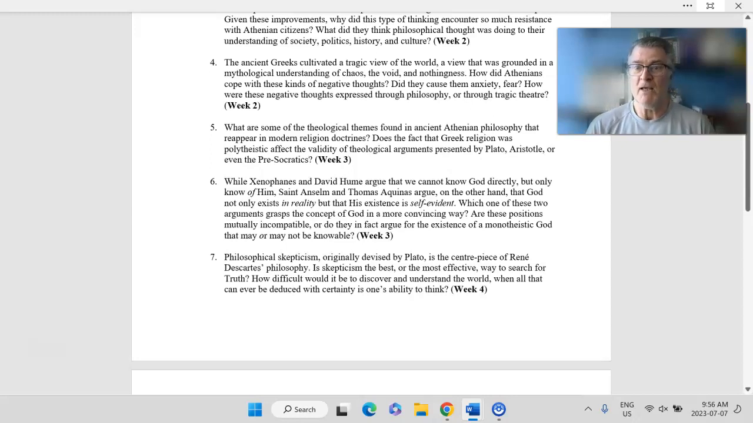So that's their argument. Which one of these two arguments grasps the concept of God in a more convincing way? Are these positions mutually incompatible? Or do they in fact argue for the existence of a monotheistic God that may or may not be knowable?